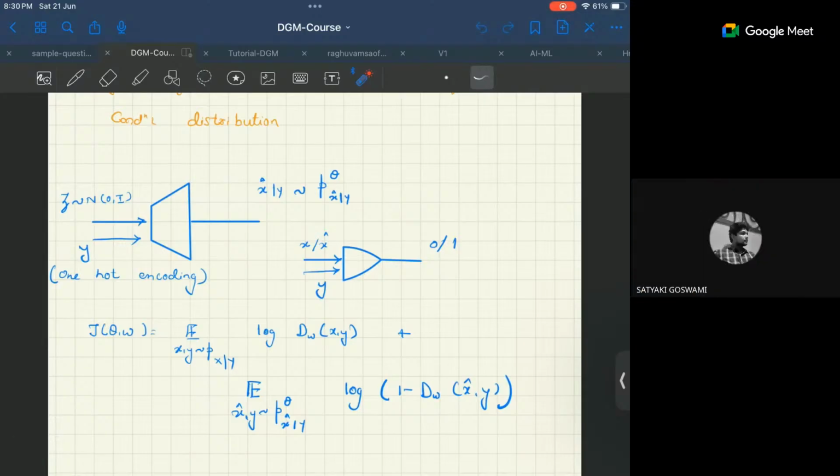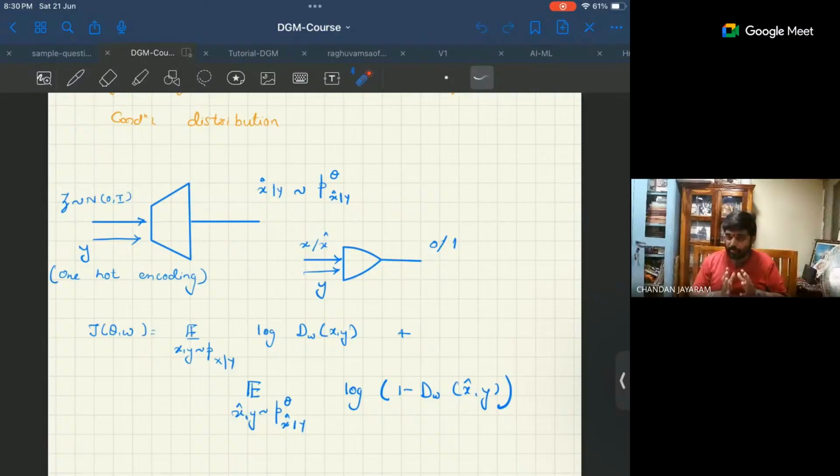Sir, just out of curiosity, as of now we are only limiting ourselves to 0 and 1 classification, right, sir? I'm just asking, sir, because I don't know: down the line, are we going to study something related to multi-class? See, think of it like this: what is the aim of that discriminator?